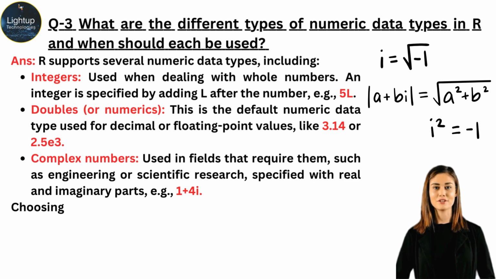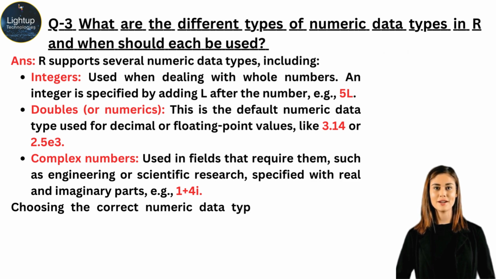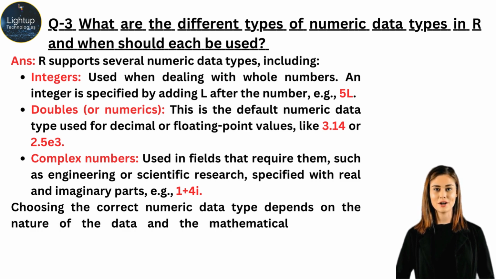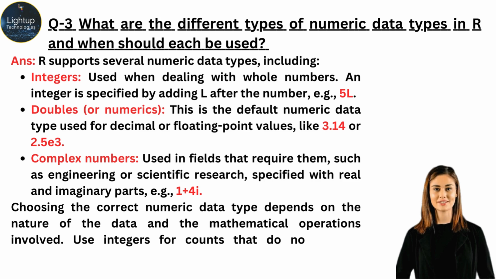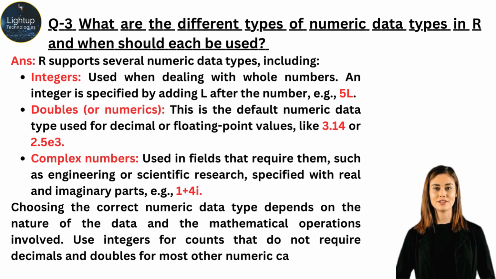Complex numbers, used in fields that require them, such as engineering or scientific research, are specified with real and imaginary parts, example 1 + 4i. Choosing the correct numeric data type depends on the nature of the data and the mathematical operations involved. Use integers for counts that do not require decimals and doubles for most other numeric calculations to ensure precision.